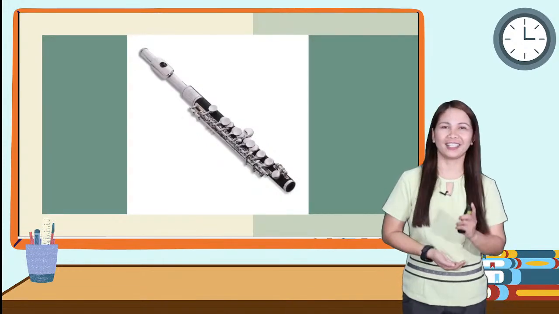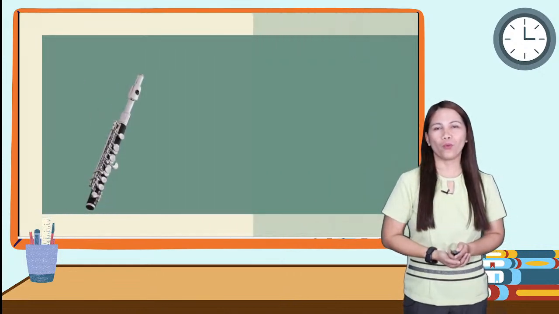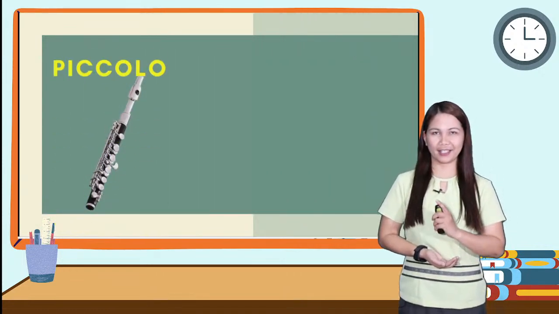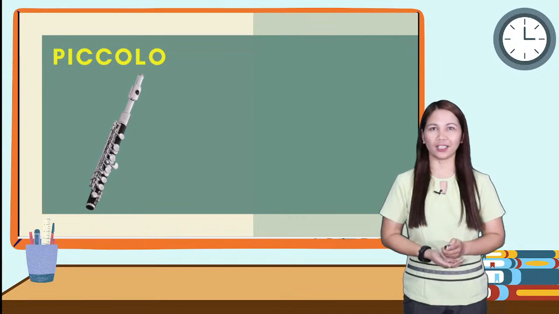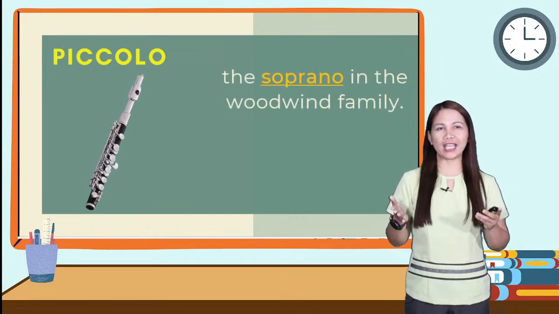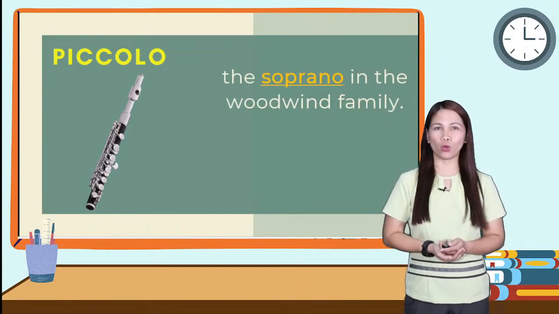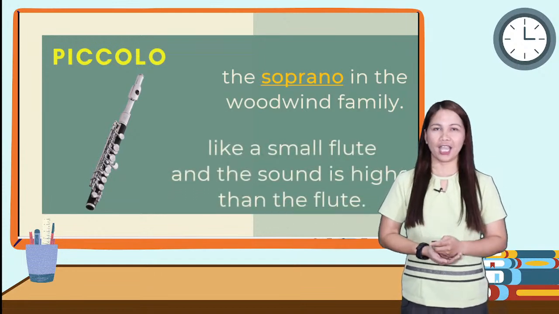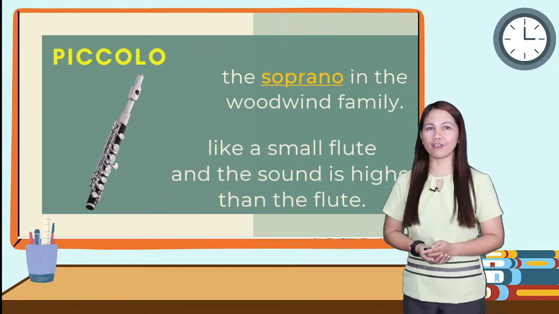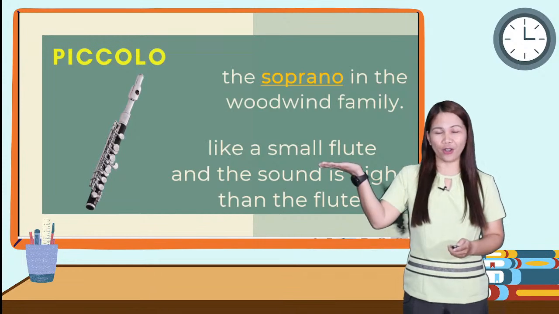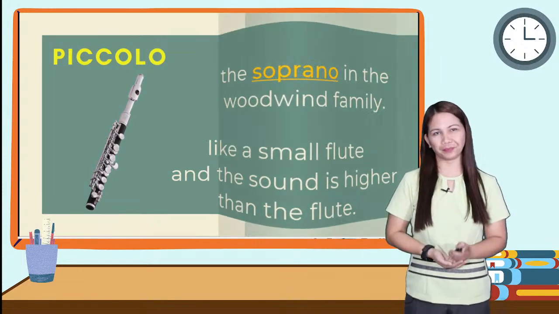Okay. So, what kind of instrument is that? That is right, it is piccolo. Piccolo is the soprano in the woodwind family. It is like a small flute and the sound is higher than the flute.